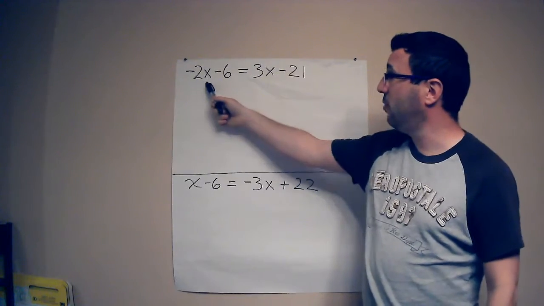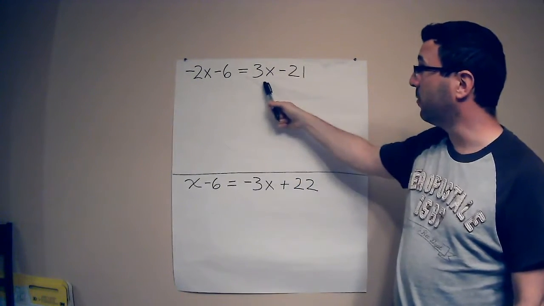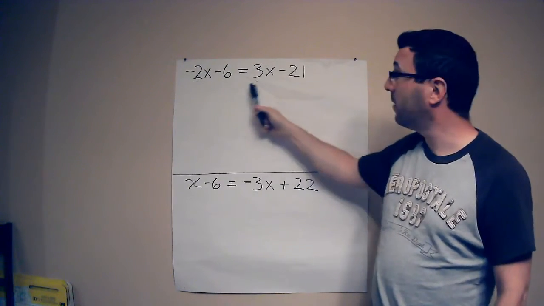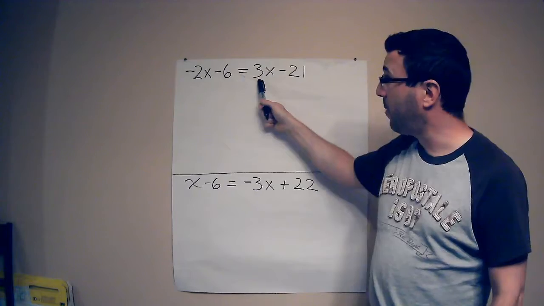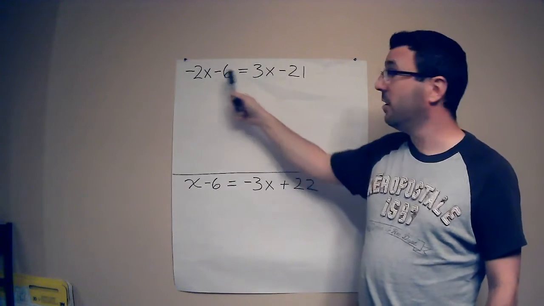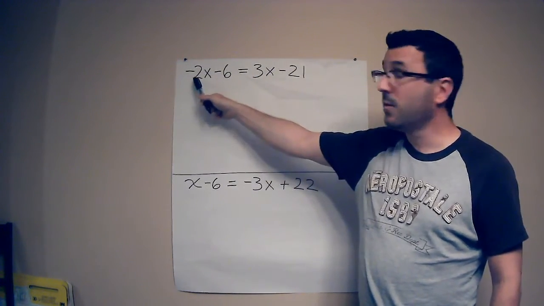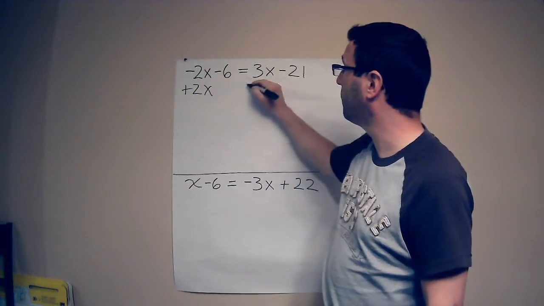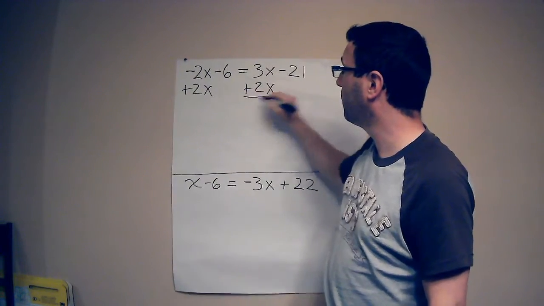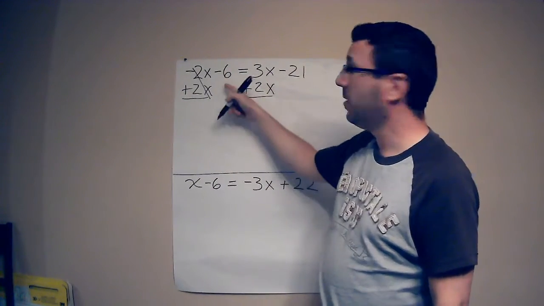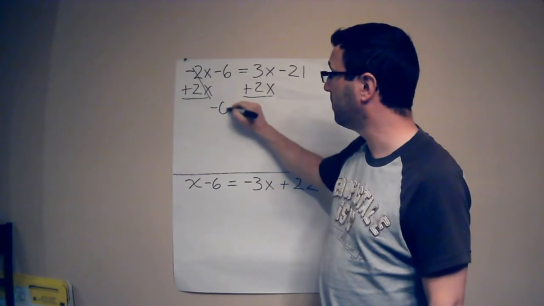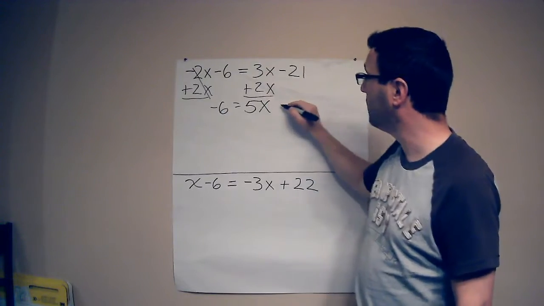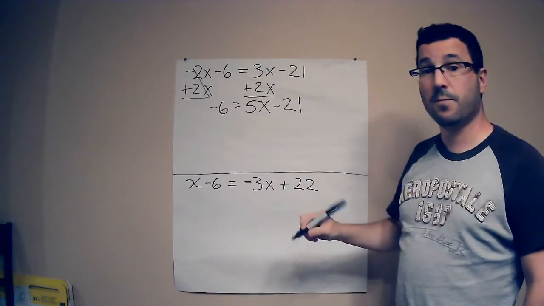Positive's always bigger than a negative. So, negative 2x minus 6 equals 3x minus 21. So I have a negative 2x, I have a 3x. This is positive, so that's the bigger number, so this is the one we have to move. Opposite of a negative 2x is a positive 2x. Bring down the negative 6. 3 plus 2 is 5, so 5x minus 21.